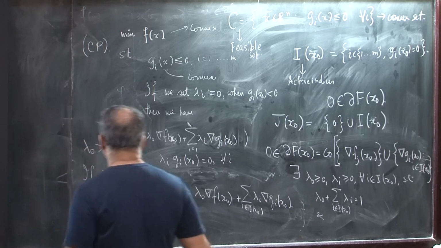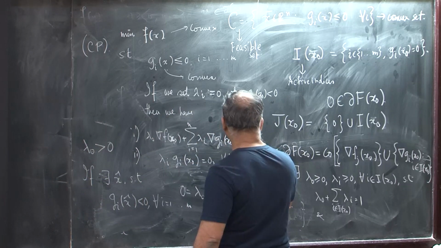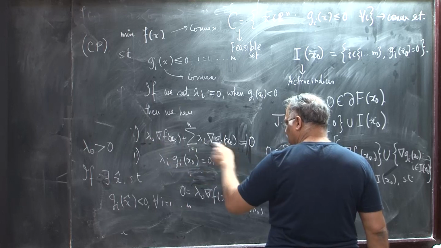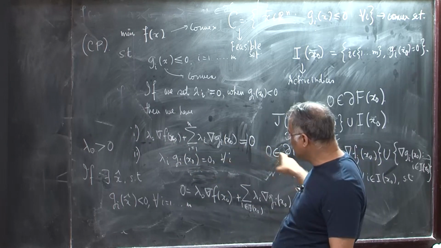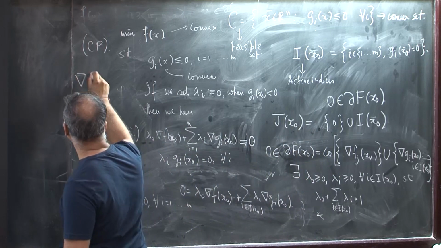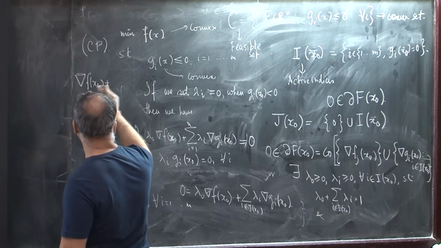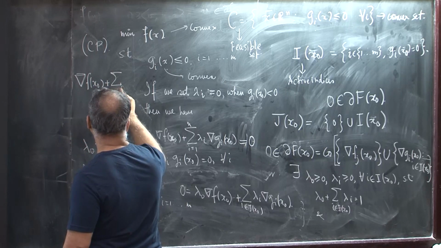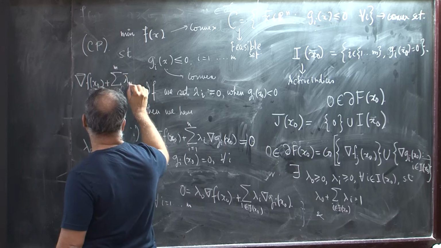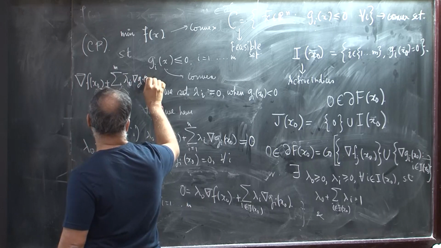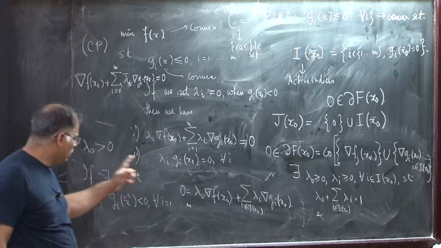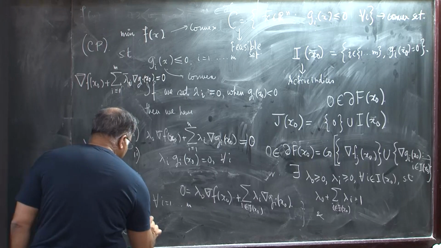So, if lambda naught is strictly bigger than 0, we can divide this equation on both sides by lambda naught to get an expression of this form. And this is the standard expression that you know in the Lagrange multipliers rule. So, lambda_i by lambda naught I can put as lambda bar_i. So, this becomes equal to 0. So, to prove that lambda naught is not equal to 0, we have to assume this condition, which is called the Slater condition.